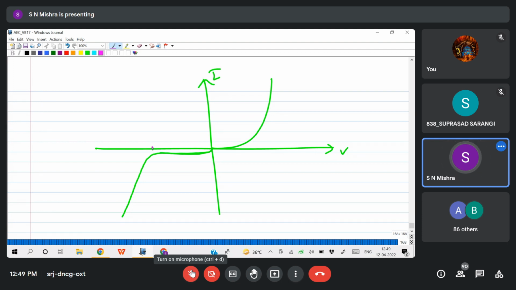What is this point? The breakdown. Breakdown voltage, VEBR. So when I increase the reverse voltage, then after a certain point, the current will increase heavily. That will break down the diode. So the same thing is happening here.